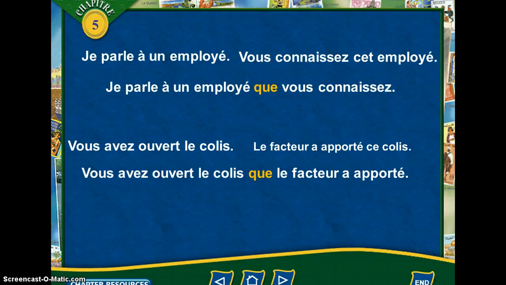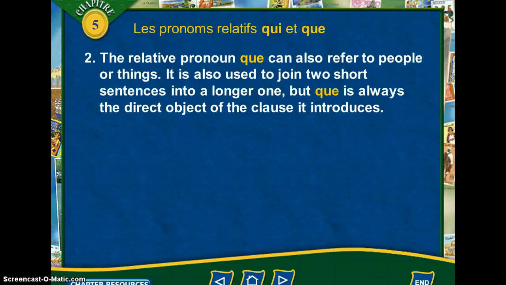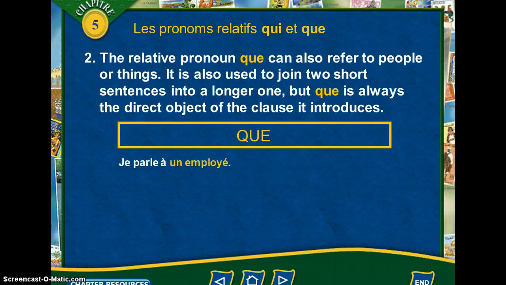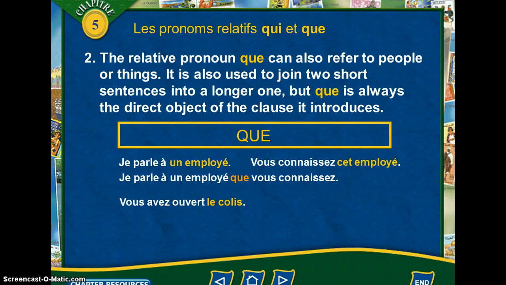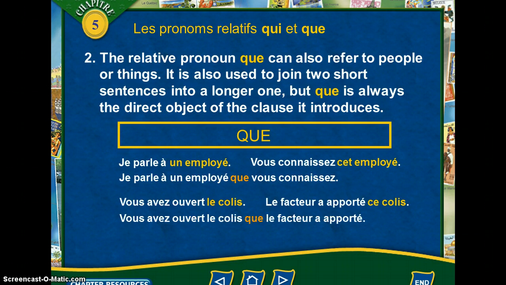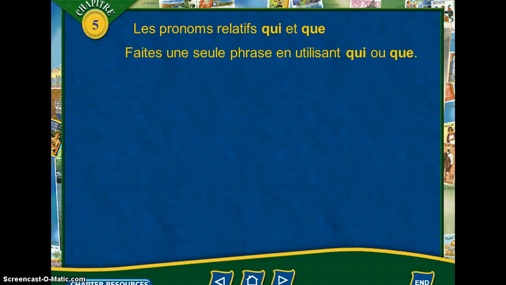So here's the explanation to this. Just like qui, you can use the relative pronoun que to mean people or things. And just like qui, it is also used to join two short sentences into a longer one. But the thing about que that's different is it is always the direct object of the clause it introduces. So it is the thing that or which or whom something else does something to. Here's our example again, which we saw. So you've already written these down. And now all you have is a little bit of practice.